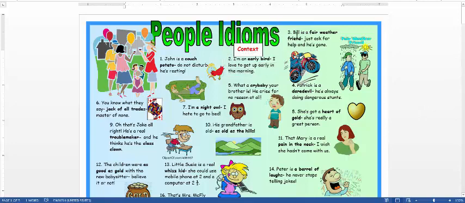And similarly, now look at sentence number 3. Bill is a fair weather friend. Just ask for help and he's gone, right? So this last part of the sentence is telling us what fair weather friend means: a person who is not friendly and not sincere. You just ask him for help and then he goes away.